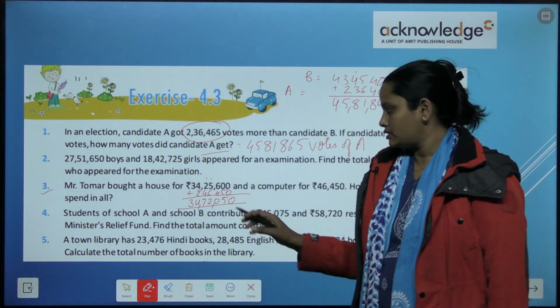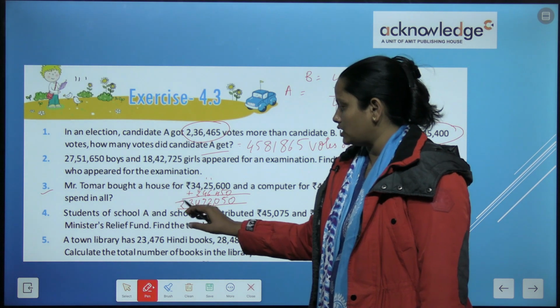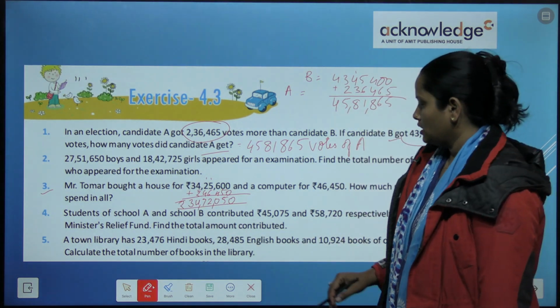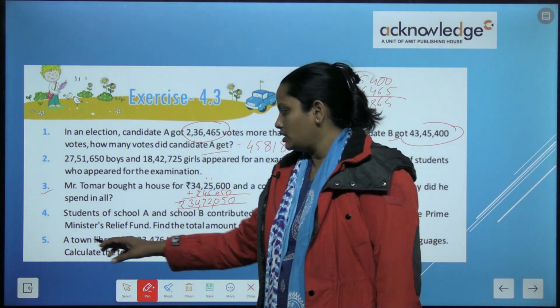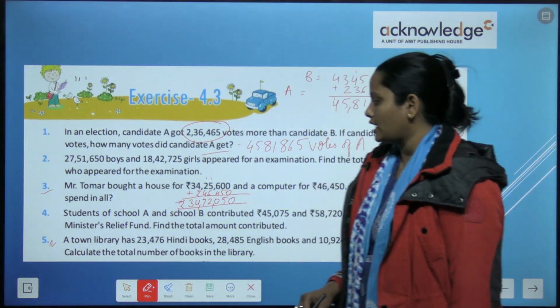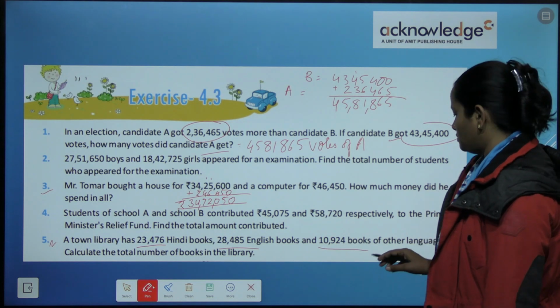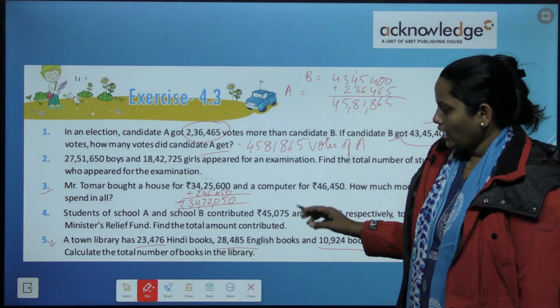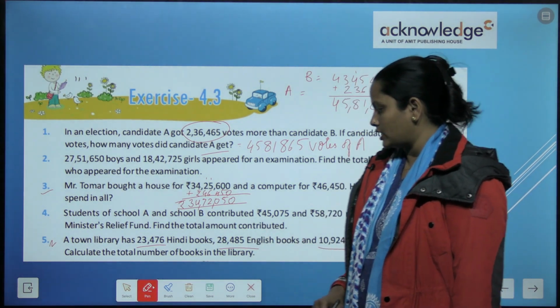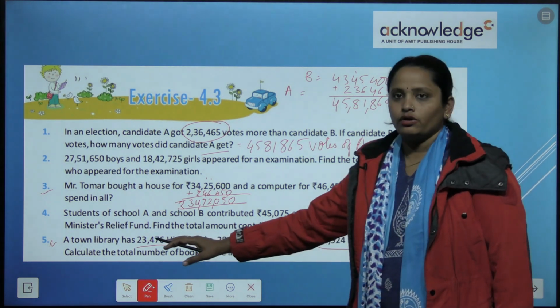34,72,050 rupees. So this was the money that he spent. Now let's do this fifth question. A town library has these many Hindi books, these many English books and these many books of other languages. Calculate the total number of books in the library. So we add these three.